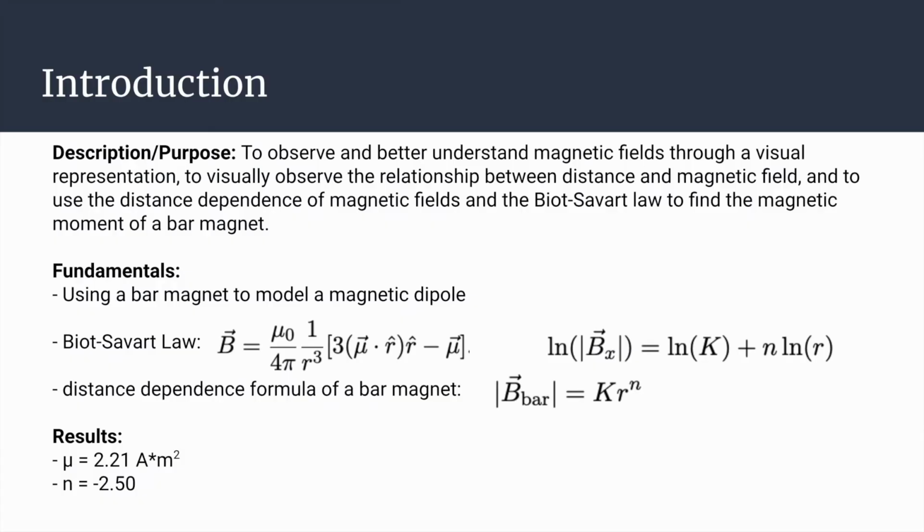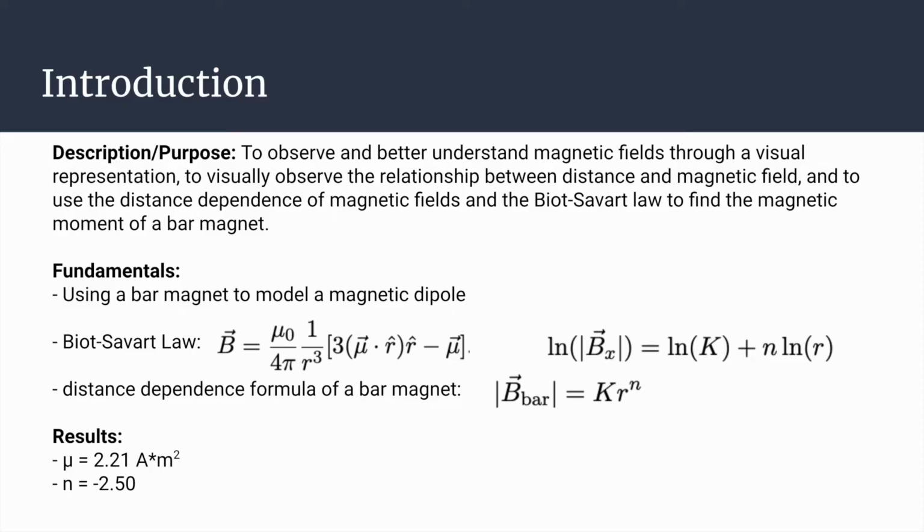For the introduction, the purpose of this lab was to observe and better understand magnetic fields through visual representation, to visually observe the relationship between distance and magnetic field, and to use the distance dependence of magnetic fields in the Biot-Savart law to find the magnetic moment of a bar magnet. The fundamentals of this lab were using a bar magnet to model a magnetic dipole, using the Biot-Savart law, and using the distance dependence formula of a bar magnet, which are shown.